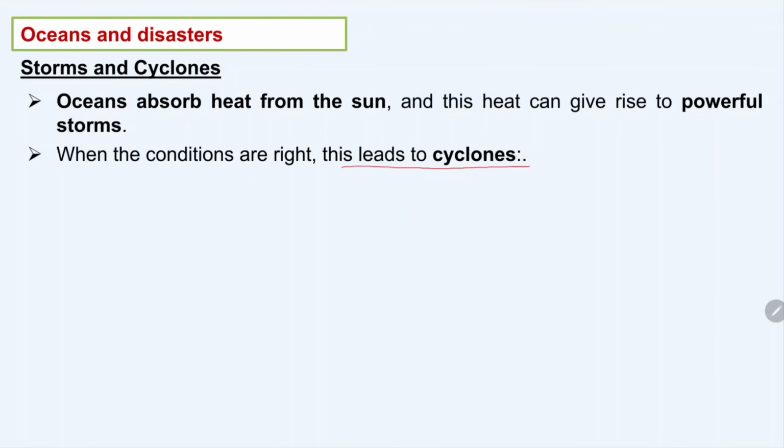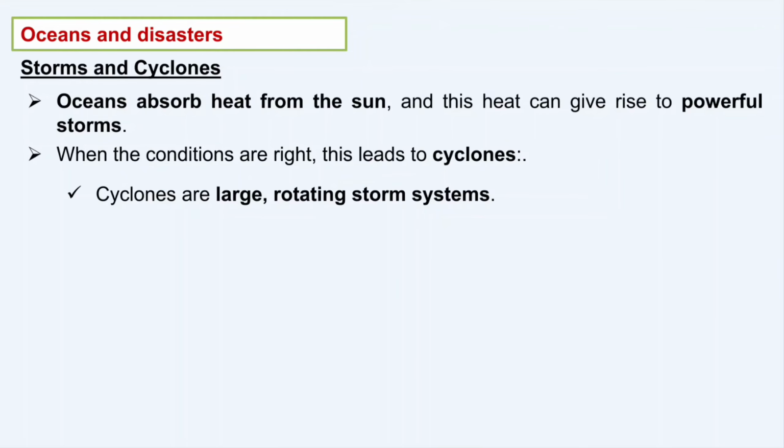So we have different types of cyclones here. Cyclone, tsunami, powerful storms. When the oceans are heated, they give rise to cyclones. We have heard in the news that because of cyclones coming, we have faced so many problems. Cyclones are large rotating storm systems. They are rotating, very large and very powerful.